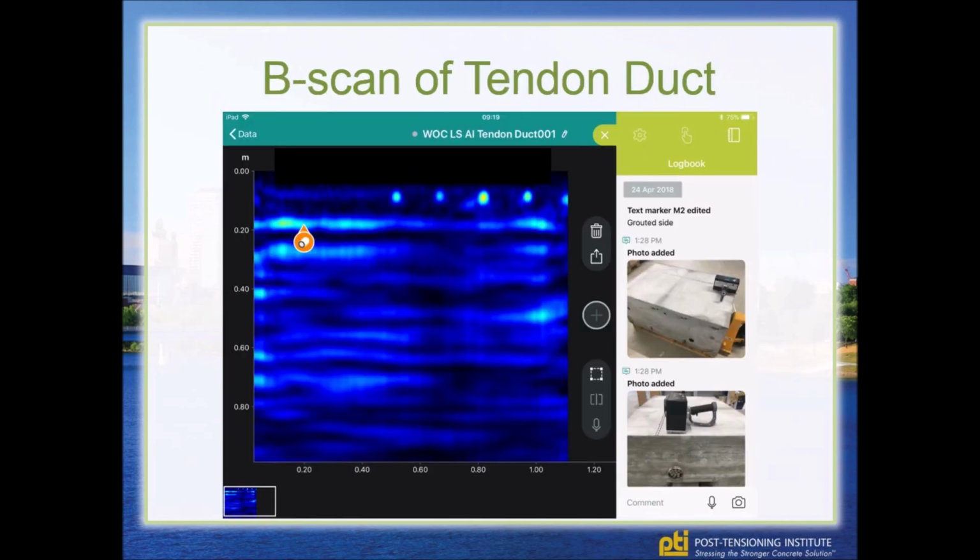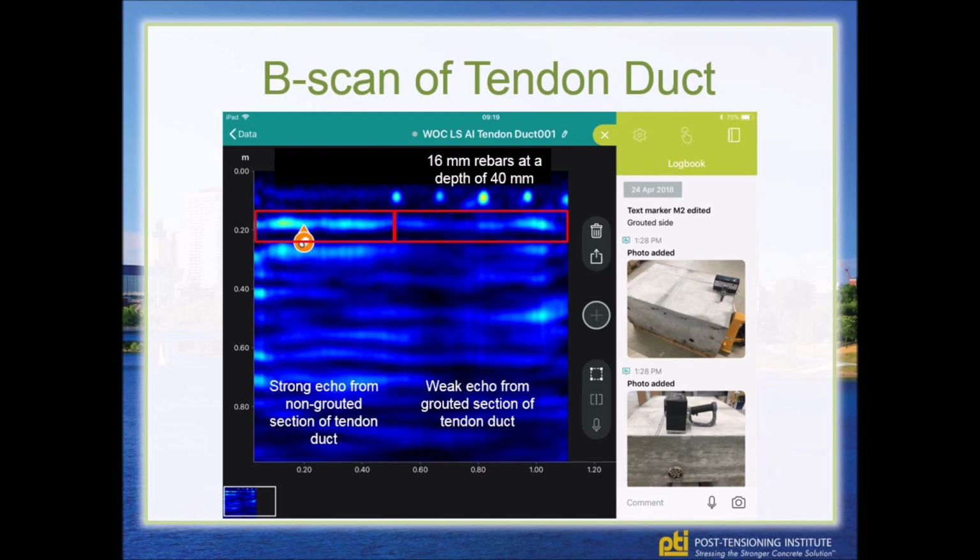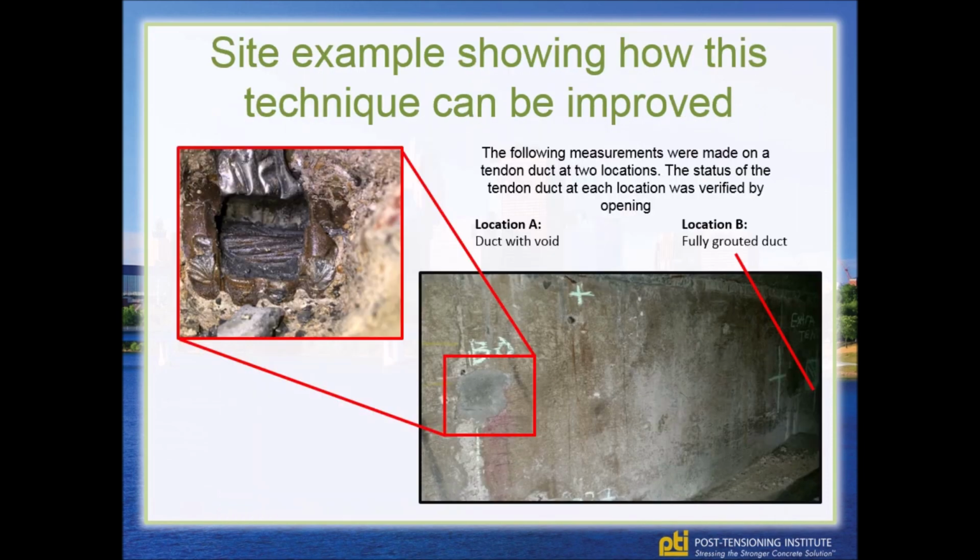If we look at the scan, this is a line scan directly over the tendon duct. And you can see here we see 16mm rebars. They're at a depth of 4 centimeters. In this section, we get a very strong echo from the non-grouted tendon duct, and here we get a weak echo from the grouted tendon duct. So you get quite a clear differentiation.